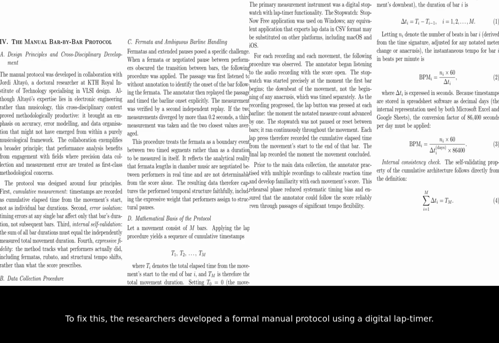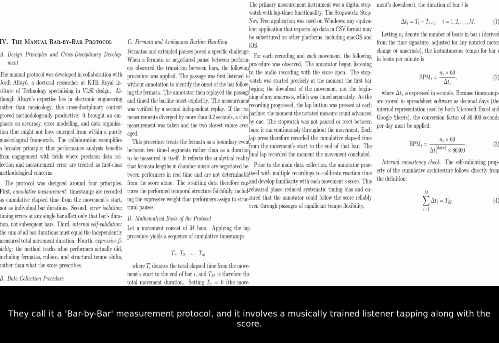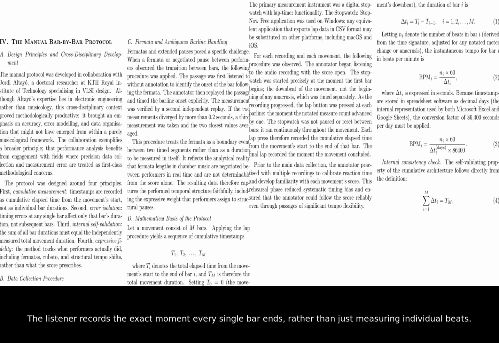To fix this, the researchers developed a formal manual protocol using a digital lap timer. They call it a bar-by-bar measurement protocol, and it involves a musically trained listener tapping along with the score. The listener records the exact moment every single bar ends, rather than just measuring individual beats.